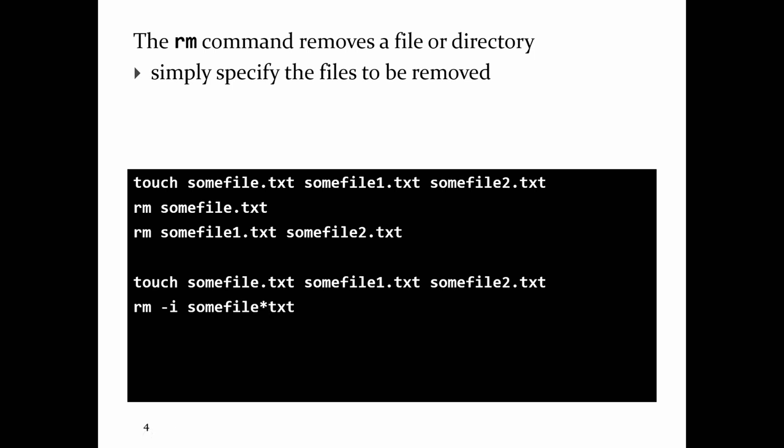As far as the way Linux or Unix works, it believes that whoever's typing in the command knows what they're doing. So if you don't specify minus i, it will simply remove whatever you tell it to. If you want to be sure, if you want to pick which files to remove, make sure to go interactive. And then y or n to confirm or deny whether or not to remove the file.